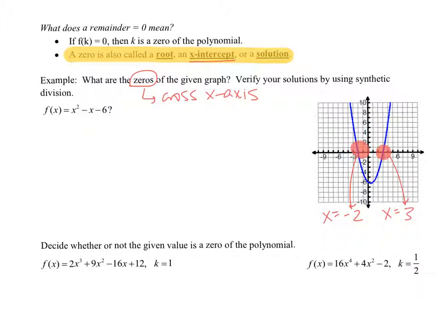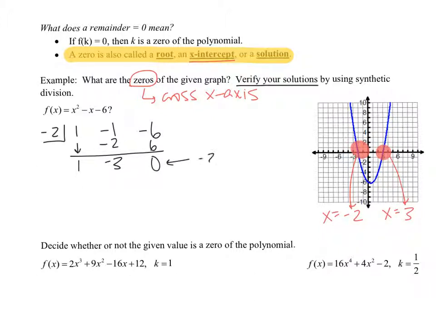And then it says verify your solutions. So how do I actually verify that -2 is a solution of this graph? Well, I'm going to do -2 in synthetic division. And I'm going to try 1, -1, and -6, and see if I actually get 0. 1 times -2 is -2, which is -3, +6, 0. That means that -2 is a 0.